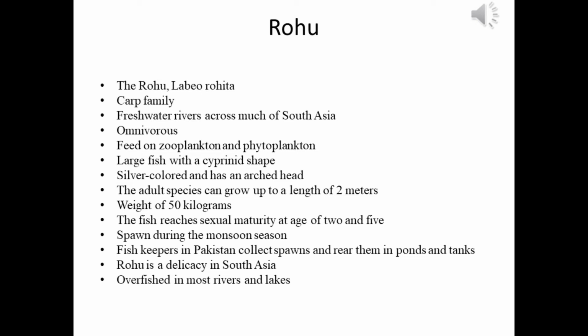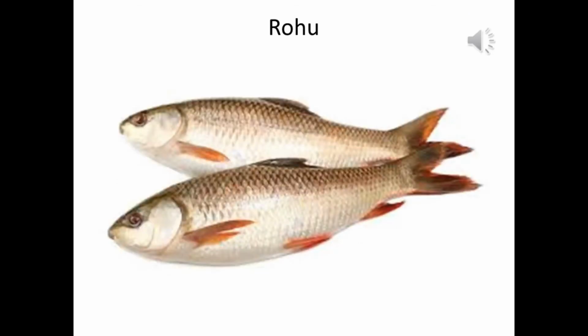Fish keepers in Pakistan collect spawn and rear them in ponds and tanks. Rohu is a delicacy in South Asia and thus it is overfished in most rivers and lakes, and this is affecting the local Rohu population significantly. So this is the picture of Rohu. If you ever visit the fish market, you will absolutely find the high demand of this fish.